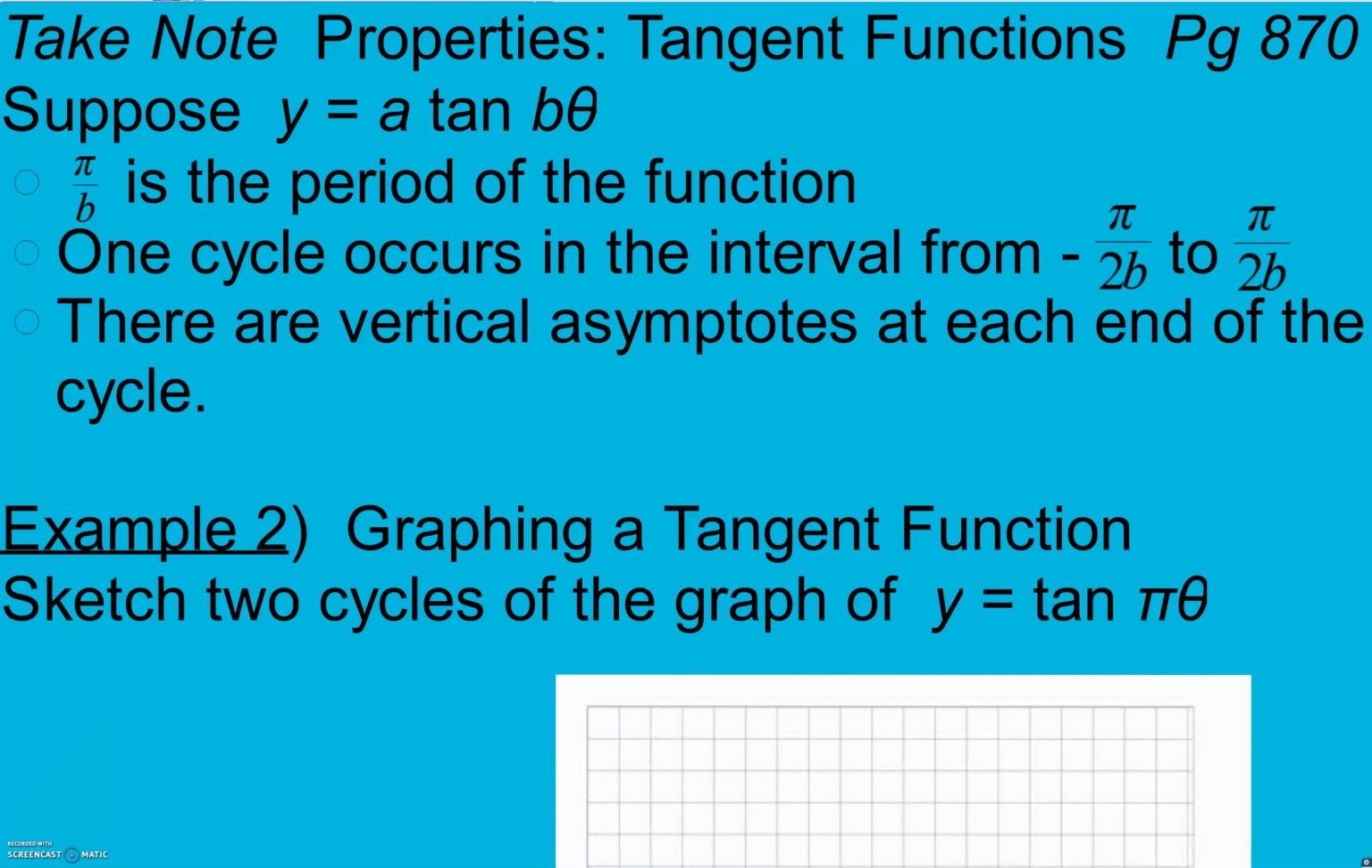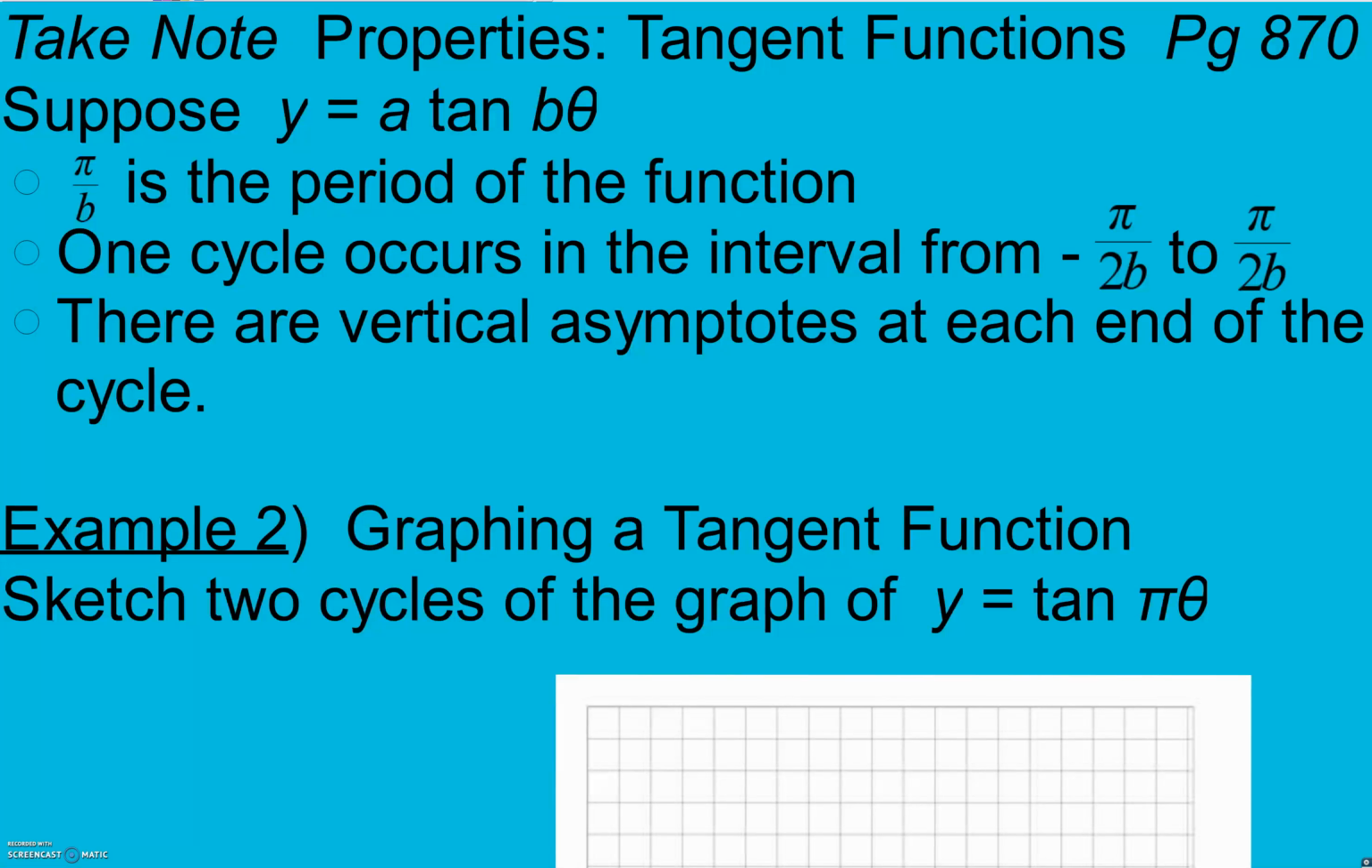Section 13.6 continued. Take note, properties of tangent functions on page 870. Suppose y equals a tangent of b theta. Pi over b is the period of the function. Notice it's different. It's not 2 pi over b here. For tangent, it's just pi over b. One cycle occurs in the interval from negative pi over 2b to pi over 2b.